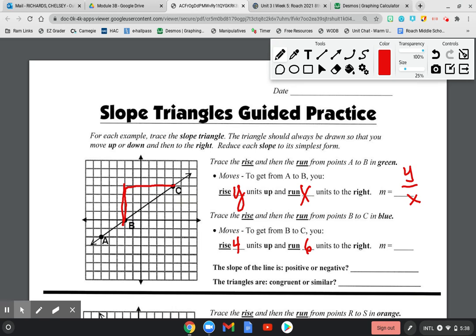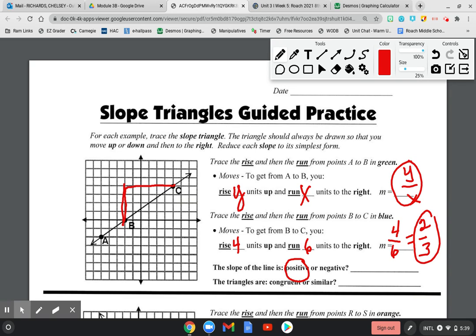So if you want to put the rise over the run, or y over x, you're going to put 4 over 6. Please remember, if it's a fraction, you have to reduce. So that would be 2/3. Your slope is 2/3. Is this line increasing or decreasing? If it's increasing, it's positive. If it's decreasing, it's negative. And same thing here, your slope is positive, so it's positive.